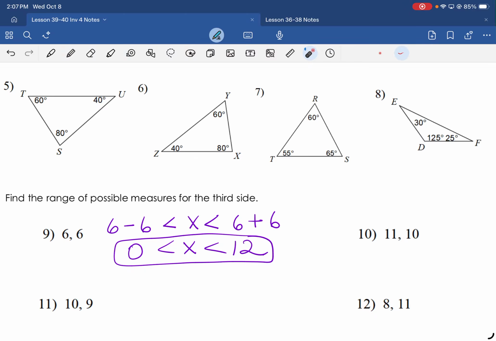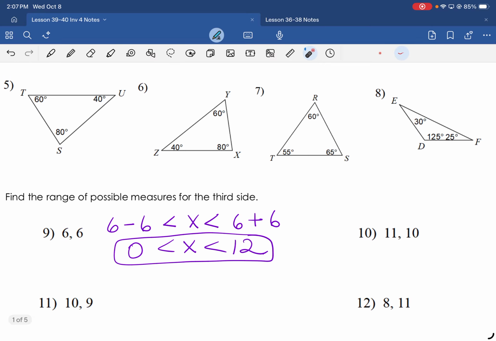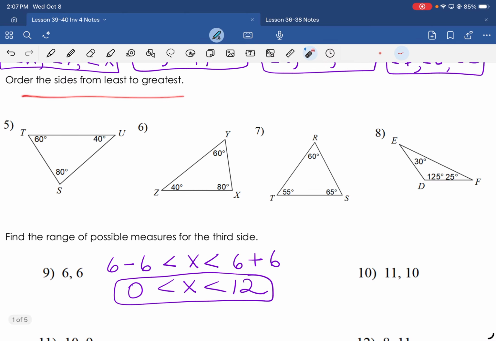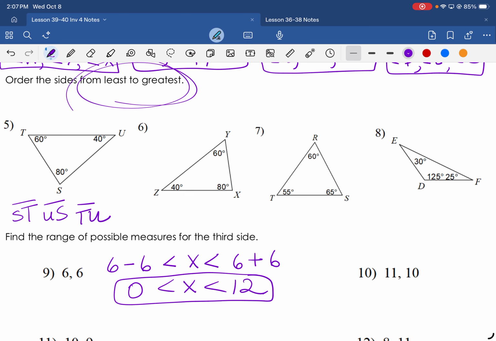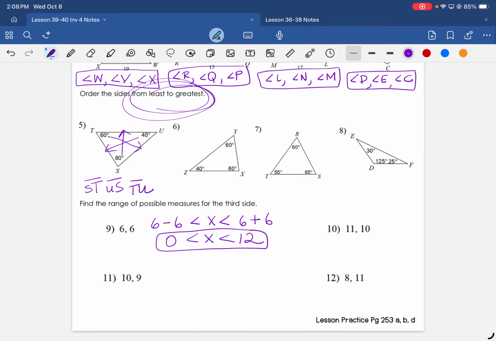So try that for 10, 11, and 12. And then if you have time, do me a favor and come back up here, and this time do the sides. So like the answer to this one is side ST, side US, and then side TU. See how I put them in order from least to greatest based off of the opposite? So this one, then this one, then this one. So finish this page for me, and then we'll go over it and make sure you got them all right.